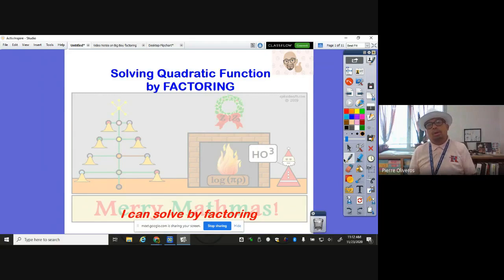Today we're going to learn about solving quadratic functions by factoring. All of us have learned already how to do factoring by GCF, difference of two squares, baby factoring, big boy factoring, and that's it. And we're going to try now to solve it, okay? When you start solving, you're finding the x value or the variable, okay? So let's go ahead now.